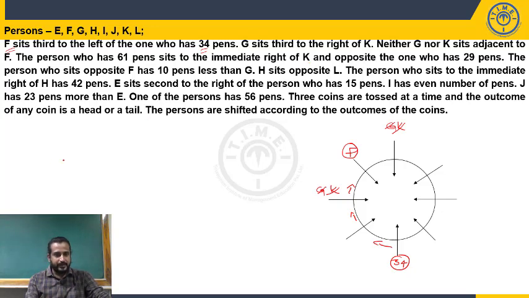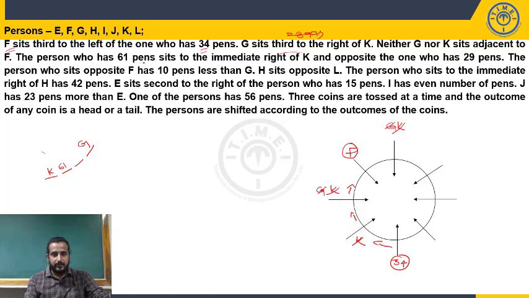First come to this point: G sits third right of K. Okay. K here, so to the right side: first right, second right, third right. Third right means how many gaps will be there? Two gaps. So two gaps here will be G. And it is also mentioned the person who has 61 pence sits immediate right of K. When the immediate right of K is 61, K cannot be here, because if it is K, the immediate right of K will become 34. So not possible.